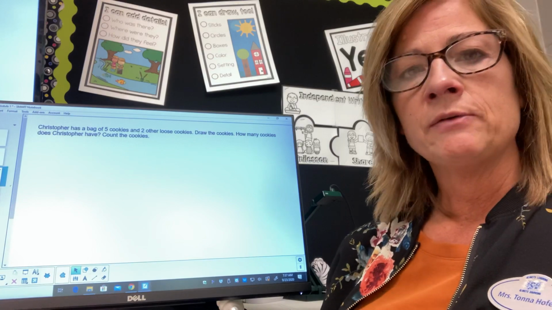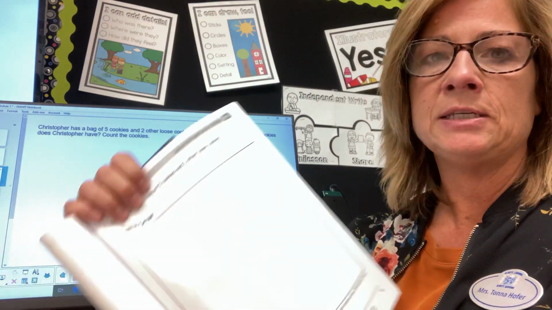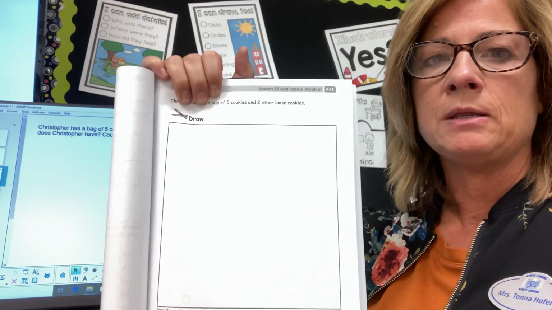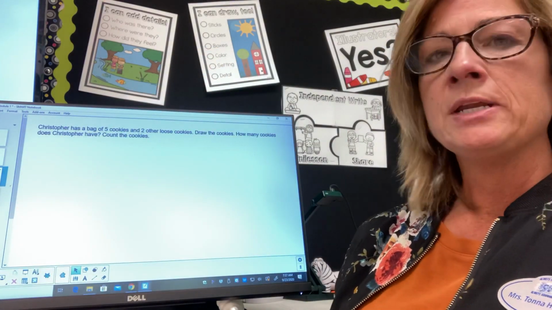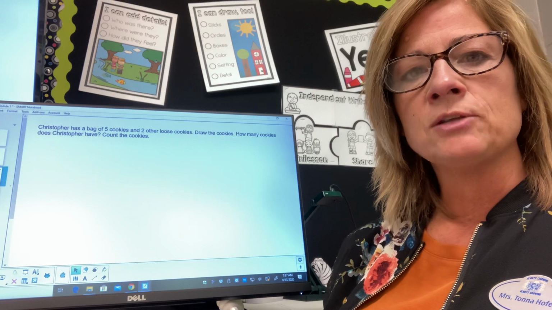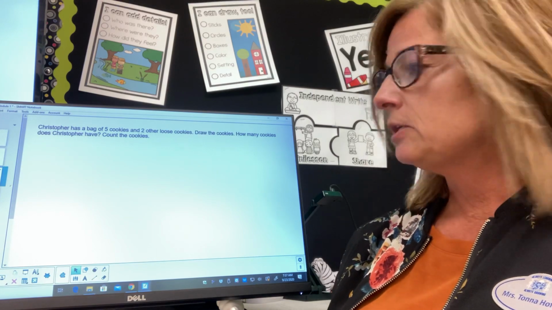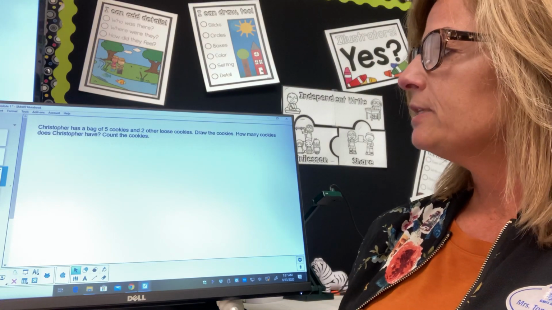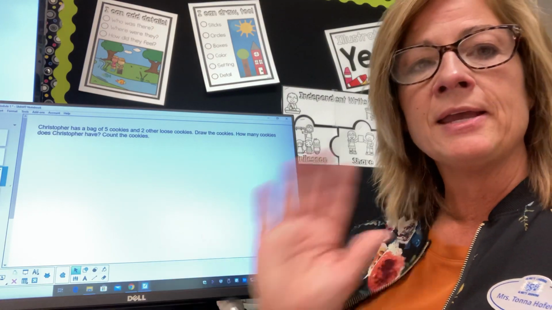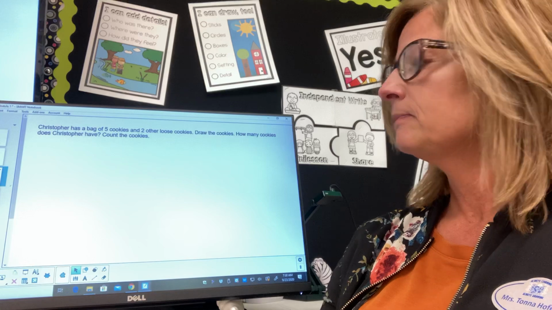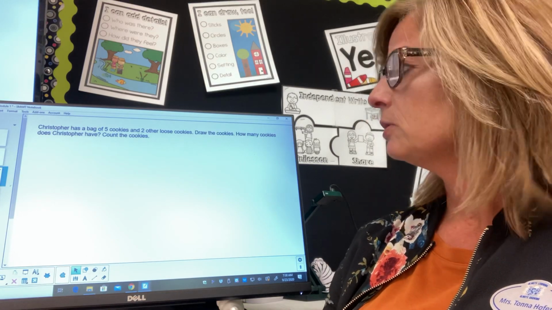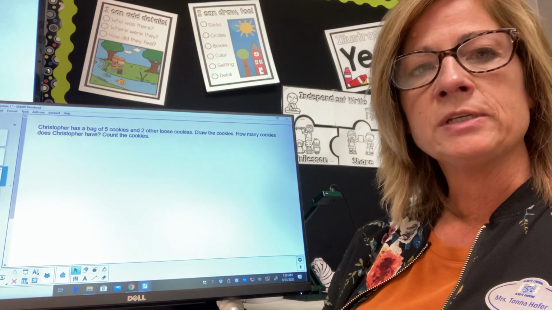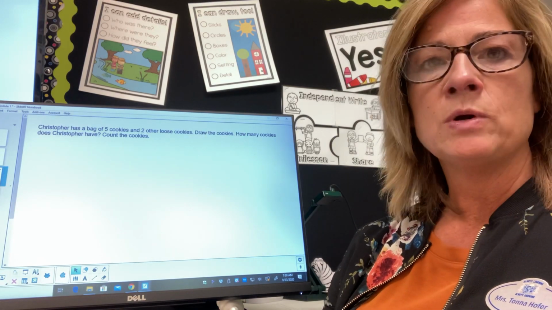All right, so we're going to start with the application problem, and that's this page in your book. It's just a square, and you're going to be doing your work in the middle of that. And I'm going to read it to you, and you can go ahead and draw or write what you think it should be, okay? So Christopher has a bag of 5 cookies, and he has 2 other loose cookies. Draw the cookies. How many cookies does Christopher have? And then we'll count them.